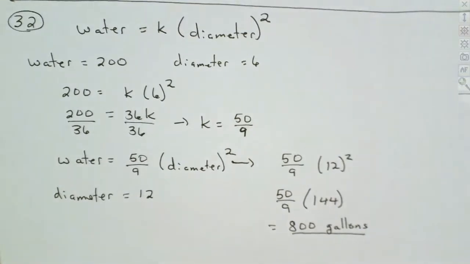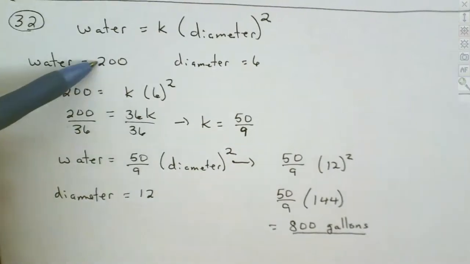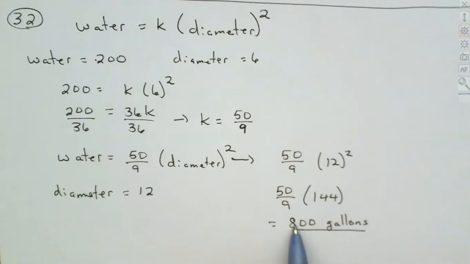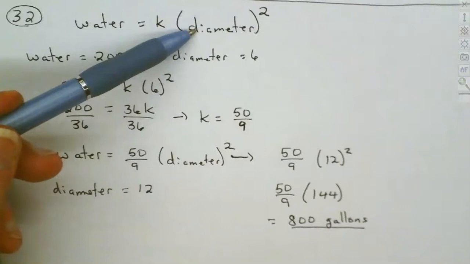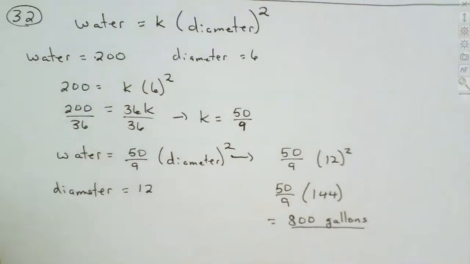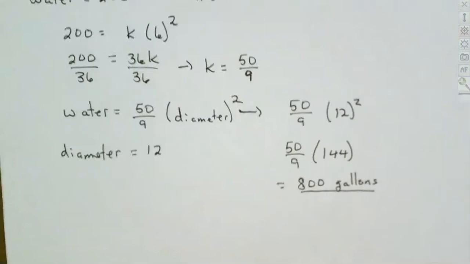Right, we went from 6 to 12, so we doubled the diameter and increased it by 4 times, because 200 times 4 gives you what? 800, because we doubled the diameter, right? But when you doubled it, you're actually squaring it, and 2 squared makes it 4. So that's why it went up to 800, because you had to square it.